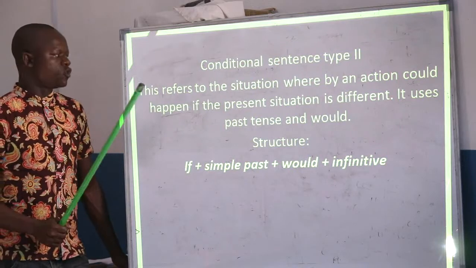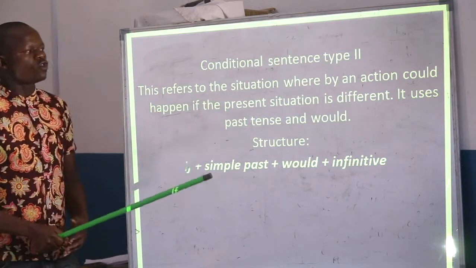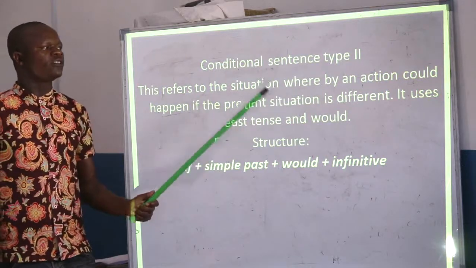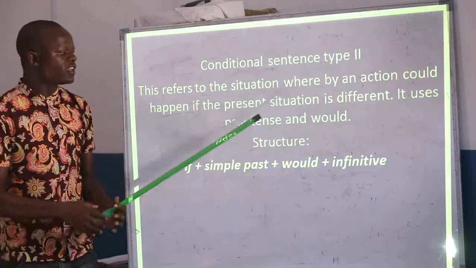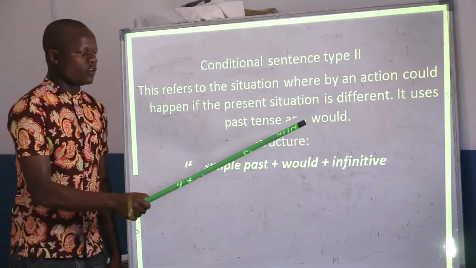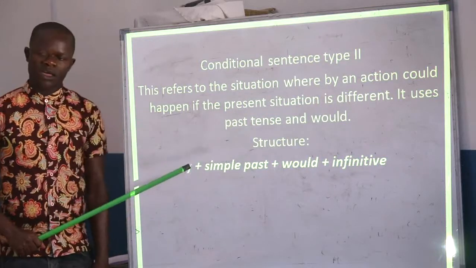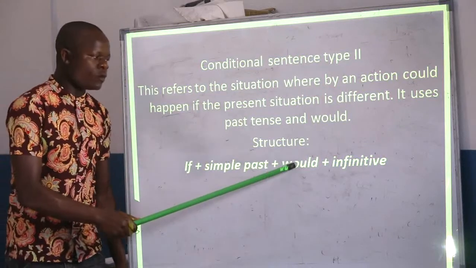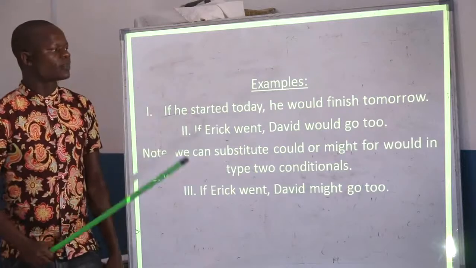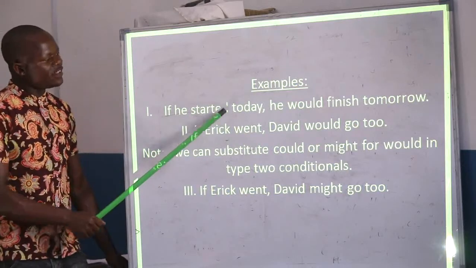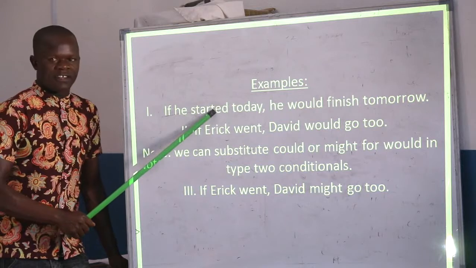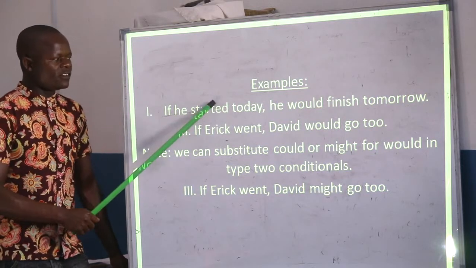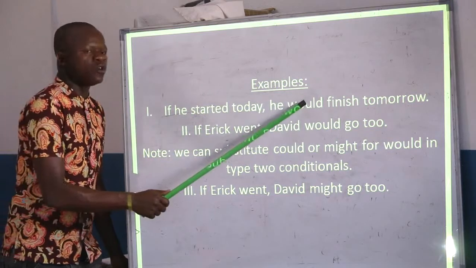Conditional sentence type 2. This refers to the situation whereby an action could happen if the present situation is different. It uses past tense and would. Look at the structure. If plus simple past tense plus would plus infinitive. Example, if he started today. Look at the word started. This one is what expresses the past tense. If he started today, he would.